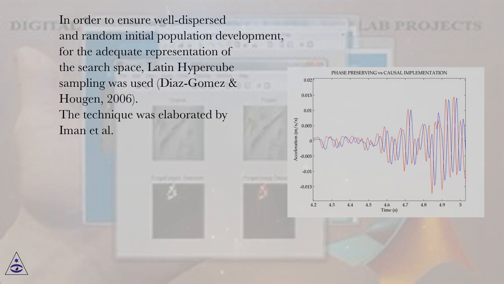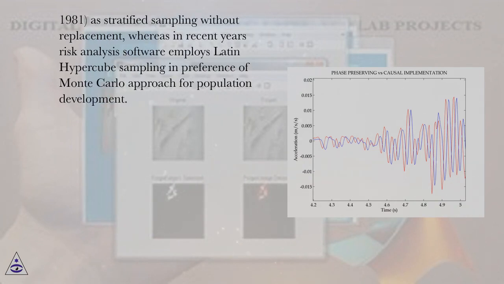In order to ensure well-dispersed and random initial population development, for the adequate representation of the search space, Latin hypercube sampling was used, Diaz Gomez and Haugen, 2006. The technique was elaborated by Iman et al., 1981, as stratified sampling without replacement, whereas in recent years risk analysis software employs Latin hypercube sampling in preference to the Monte Carlo approach for population development.